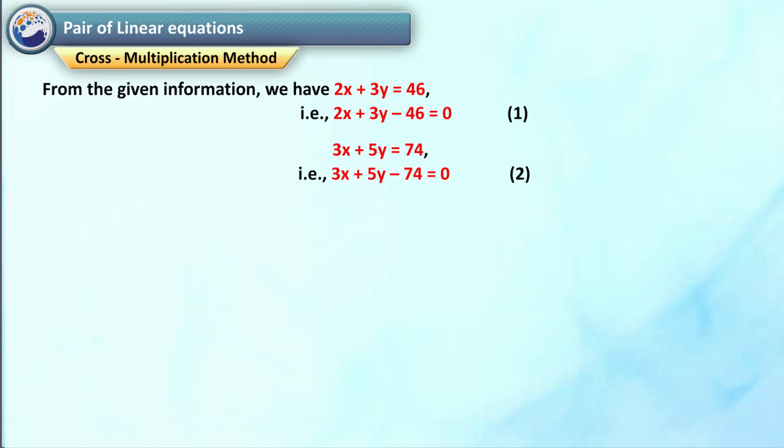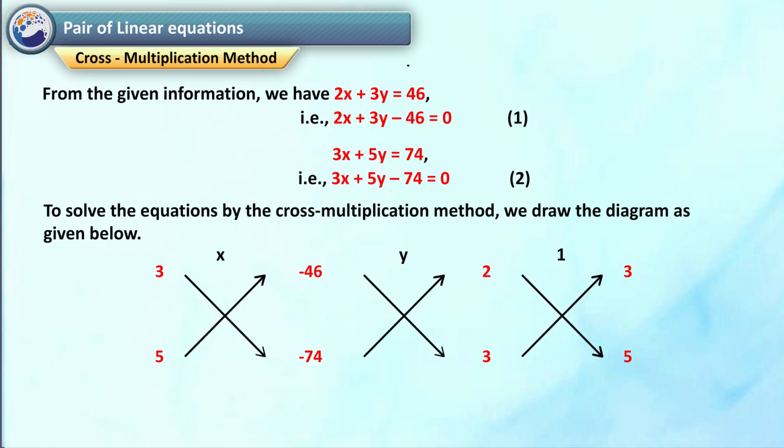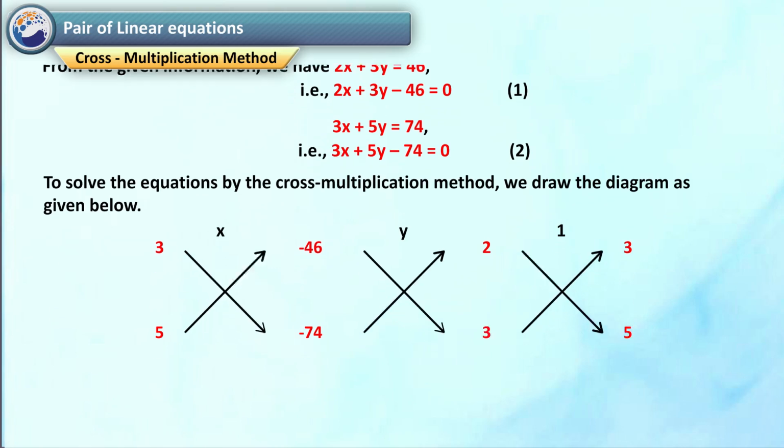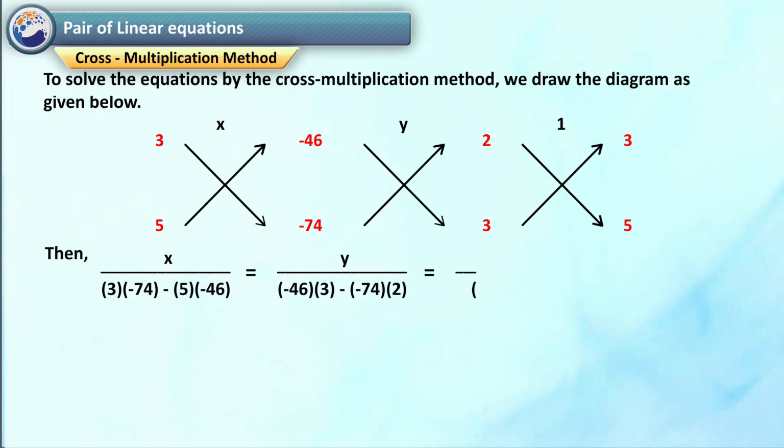Equation 2. To solve the equations by the cross multiplication method, we draw the diagram as given below. Then x upon 3 into minus 74 minus 5 into minus 46 is equal to y upon minus 46 into 3 minus 74 into 2 is equal to 1 upon 2 into 5 minus 3 into 3.